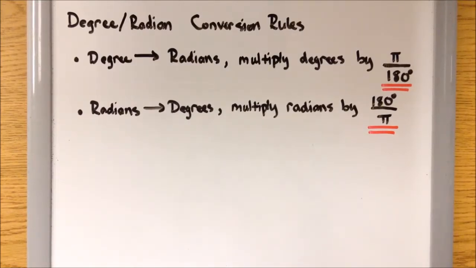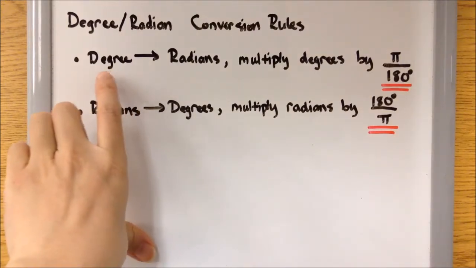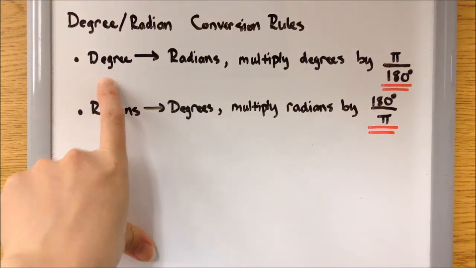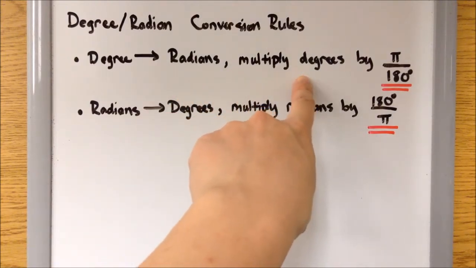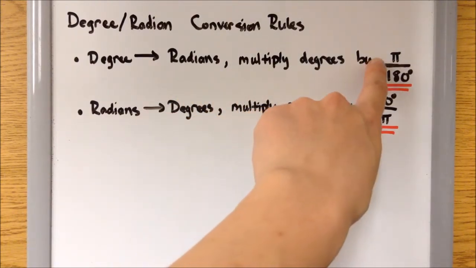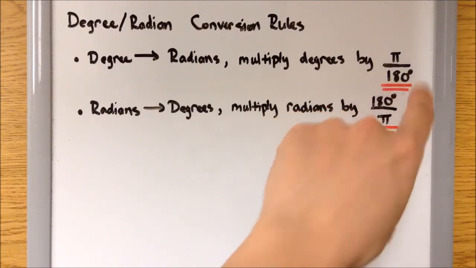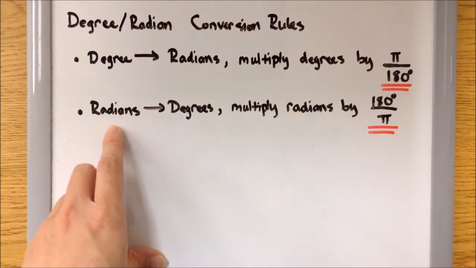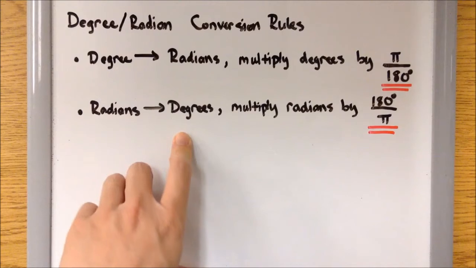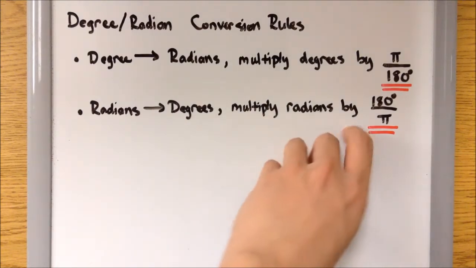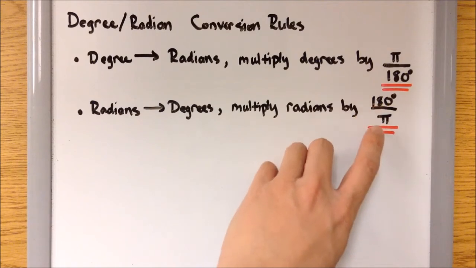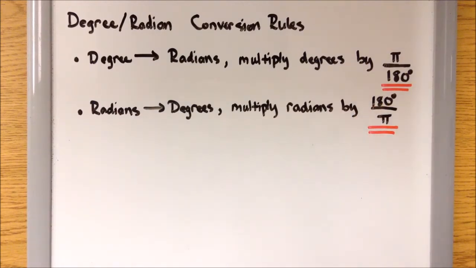So here are the degree-radian conversion rules. If you need to go from degrees to radians, all you have to do is multiply whatever you have for degrees by pi over 180 degrees. If you need to go from radians to degrees, you're going to multiply what you have for radians by 180 degrees over pi. So how would this work?